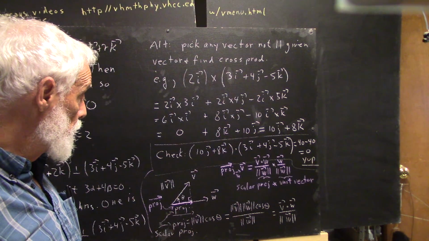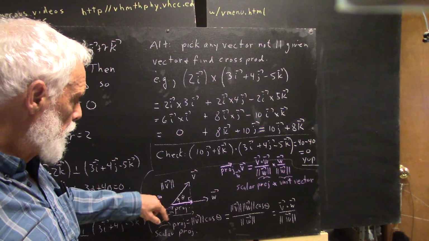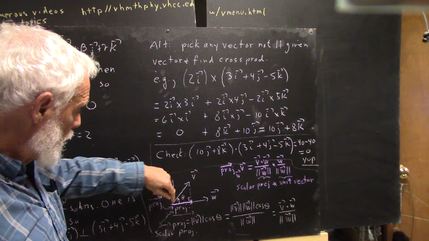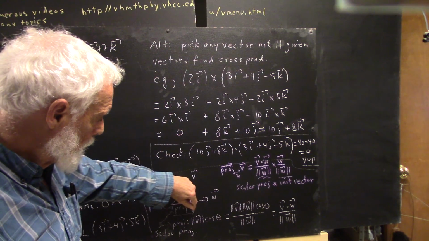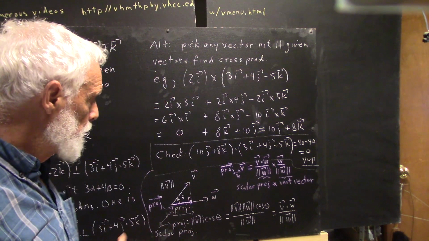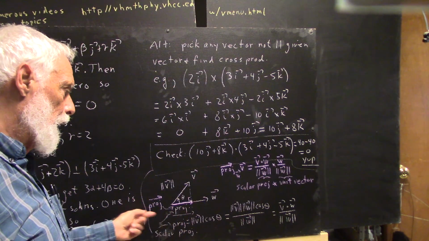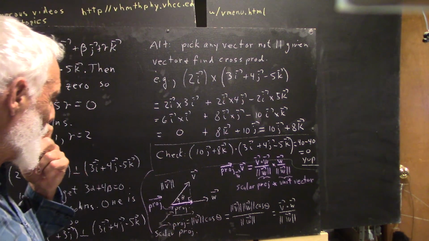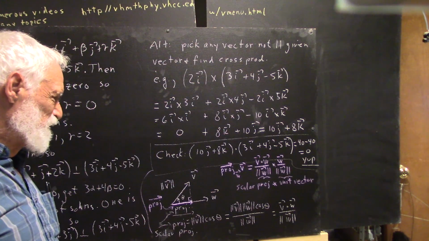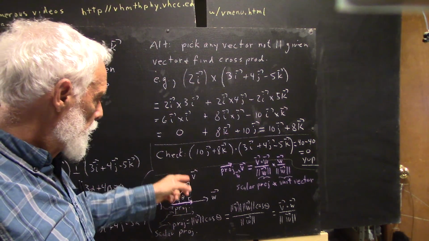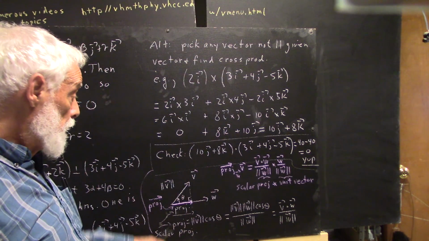That's the scalar projection. This is just the number that indicates the displacement from here to here. Could be positive, could be negative. If theta is greater than 90 degrees, your projection would be in the direction opposite w, which would make it negative. Scalar projection. Okay?